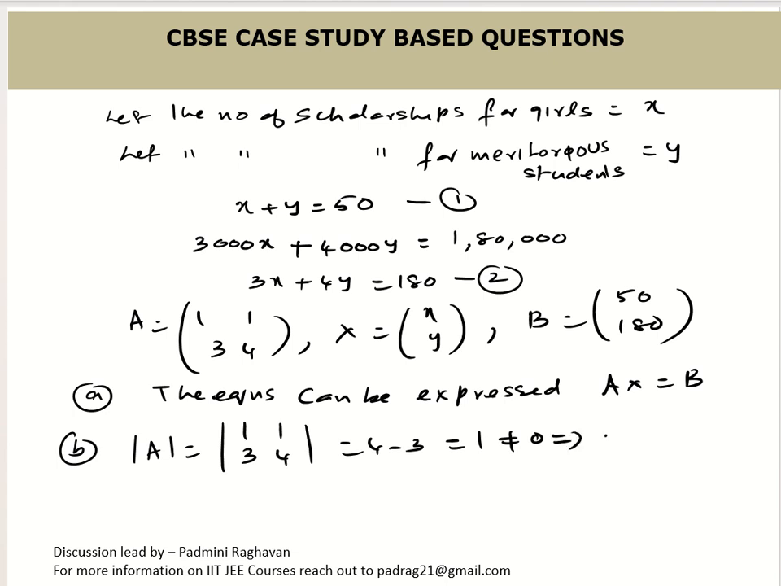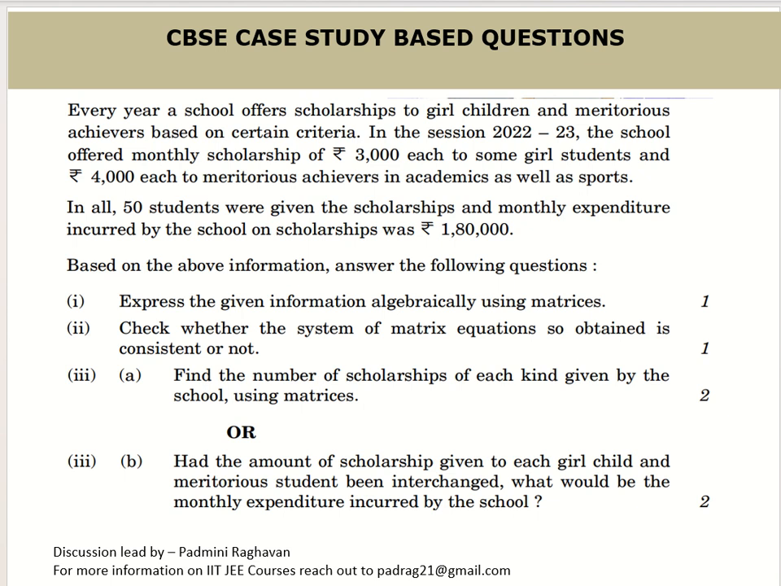Unique solution. So what is the answer? Let us answer briefly to the question. The question is, is the system a consistent system? Yes, the system of equations is a consistent system. Then the third subdivision is a 2-mark question. Find the number of scholarships to each kind given by the school using matrices.